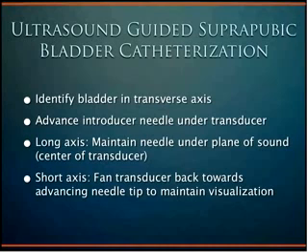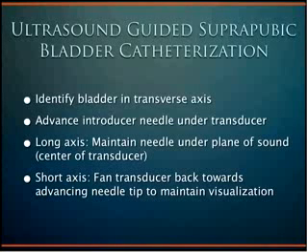Blood at the meatus of a trauma patient is an indication to perform a retrograde urethrogram. Should that retrograde urethrogram show indeed a urethral injury, then Foley catheterization is contraindicated and a suprapubic catheter is indicated.